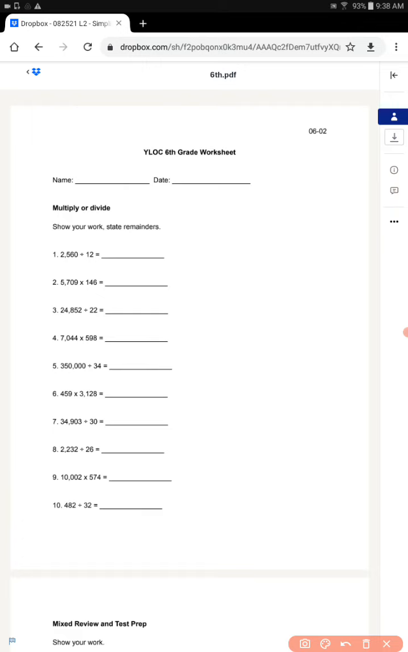And it looks like we're just going to be starting off with long multiplication and division. So let's start with question number 1. 2,560 divided by 12.